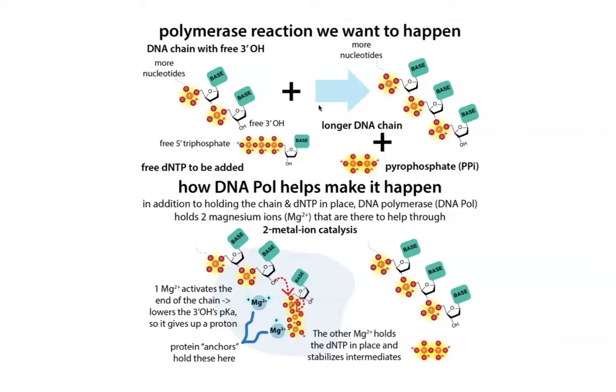What it's going to do is help lower the pKa of the end of the chain of the DNA. So basically, it's going to make it easier to deprotonate this OH, which is going to allow it to attack that phosphate group. So oxygen is going to be a much better nucleophile once you've deprotonated it. And so this magnesium is going to help make it easier to deprotonate it. Once it gives up that proton, now it's going to be a strong nucleophile that's then going to be able to attack the electrophile of that phosphate, which is going to then kick that off. And the other magnesium is going to help hold this letter in place and stabilize those intermediates as well.